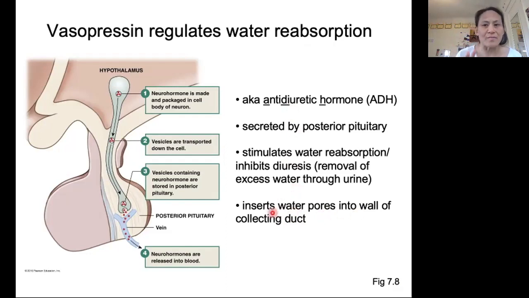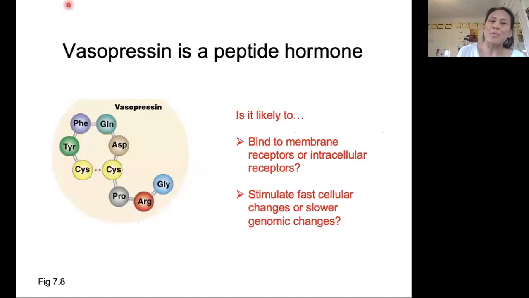Okay, so in the next several slides, I will be showing you this mechanism, but before that, we're going to take a quick little detour here. I want to point out that vasopressin is a peptide hormone, and I want you to rack your brain and see if you can remember, based on the fact that it's a peptide hormone, would you expect it to bind to membrane receptors or intracellular receptors? Would you expect it to stimulate fast cellular changes or slower genomic changes? So take a moment to think about that. Hit pause if you need to.